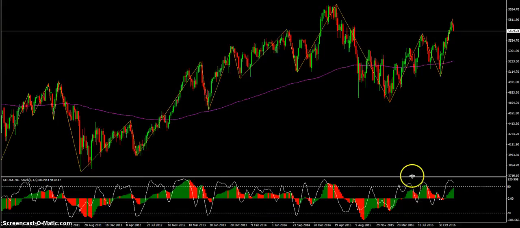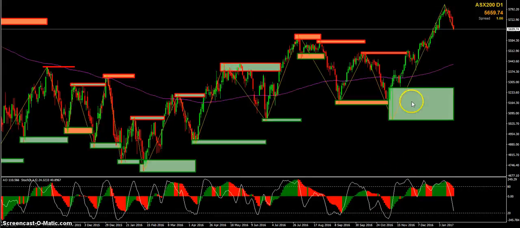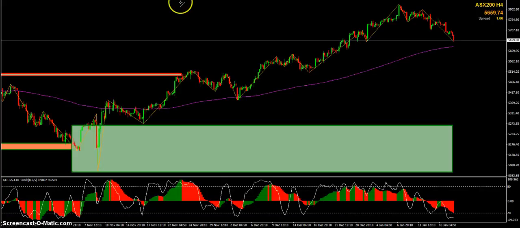We have the Australian Stock Exchange. We can see it's pushed back and made some new highs. We're expecting it to pull back to this daily 200 EMA line. On the 4-hour chart, we now have our divergence with our higher high in price and our lower AO.